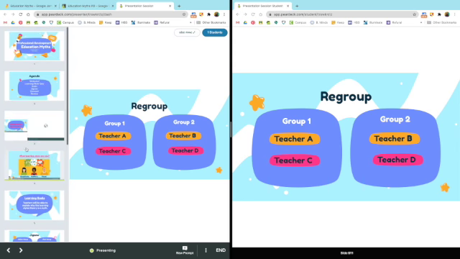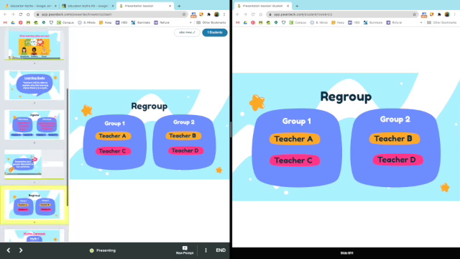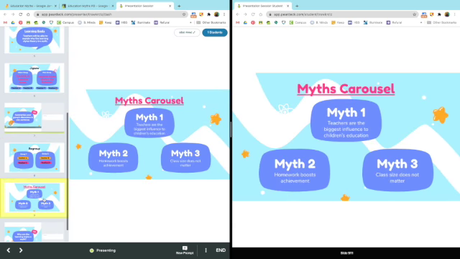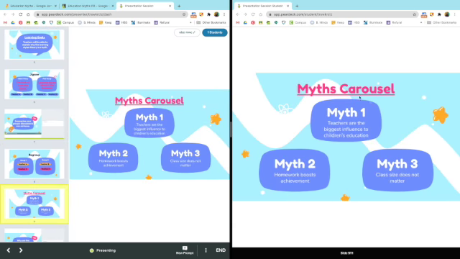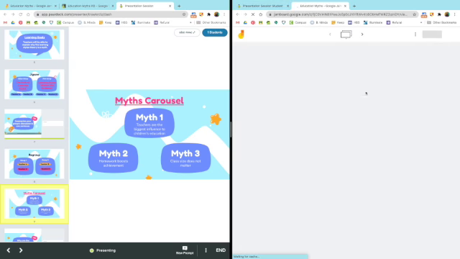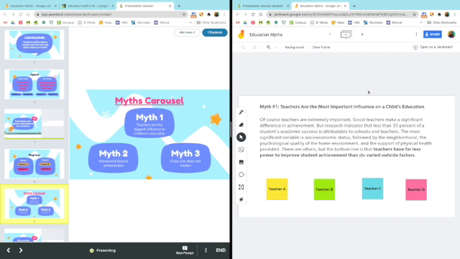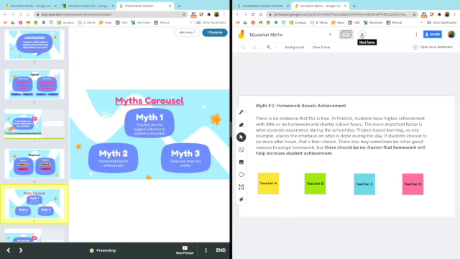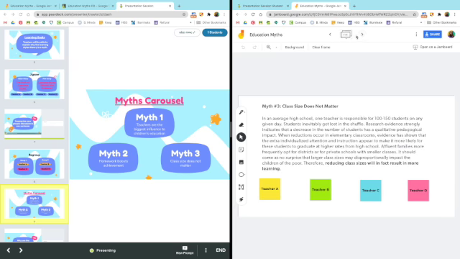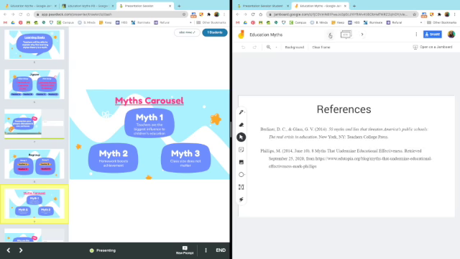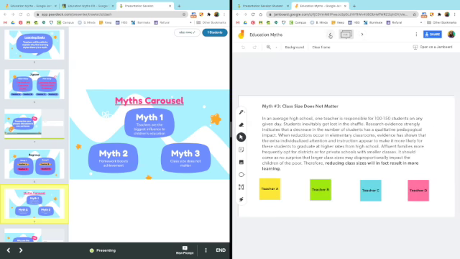Next, we would do a carousel. So I would send my teachers to what we call a Jamboard. And this Jamboard is going to give the teachers the opportunity to read about 3 different myths. So myth 1, myth 2, and myth 3. And then they would be able to see my sources for where I got the myths.